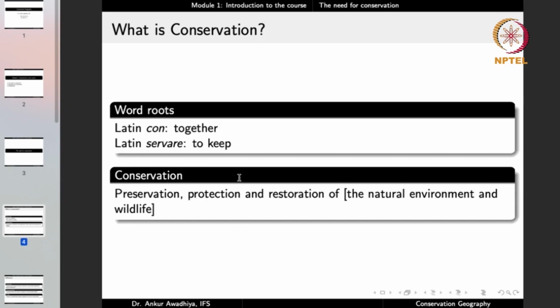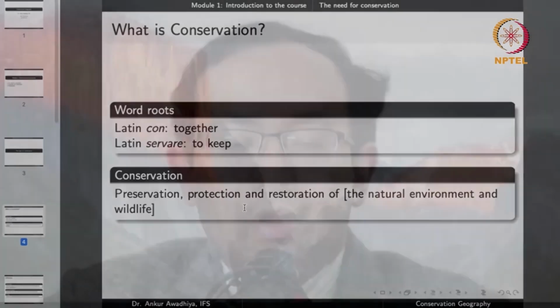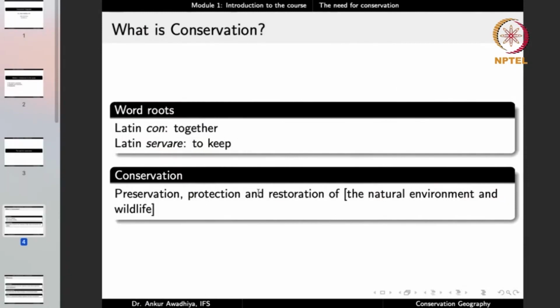We are trying to protect the natural environment and wildlife. We are trying to protect it from harm. We are trying to protect it from degradation. We are trying to protect it from loss. We are trying to protect our wildlife from extinction. So that is protection. And at the same time, we are trying to restore the natural environment and wildlife.